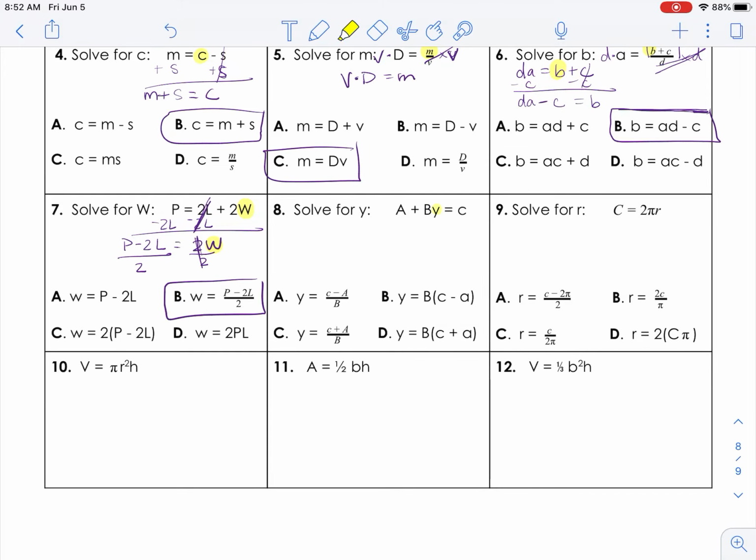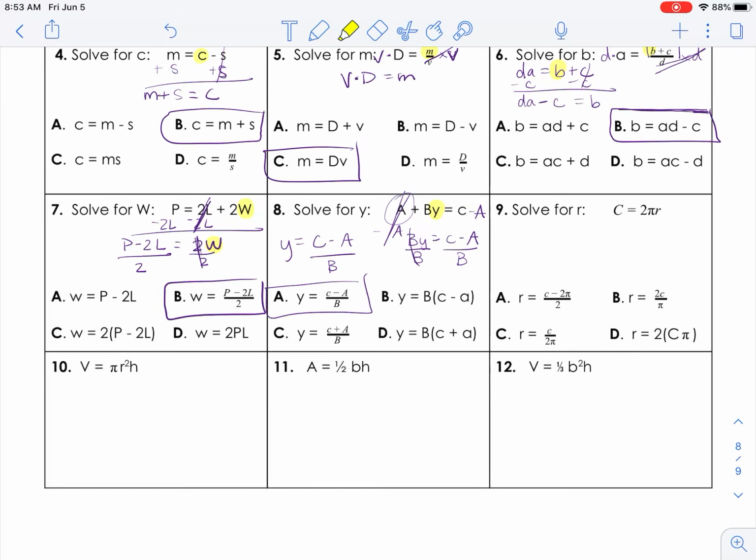Here we're solving for Y, so I'm going to add and subtract first, and I'm going to take that whole term away, so I'm going to subtract A on both sides. That goes away, and I end up with BY equals C minus A. And to get Y by itself, we've got to divide by B on both sides. So Y is going to equal C minus A over B. Hopefully you're starting to get the gist of this, but I'll do a few more.